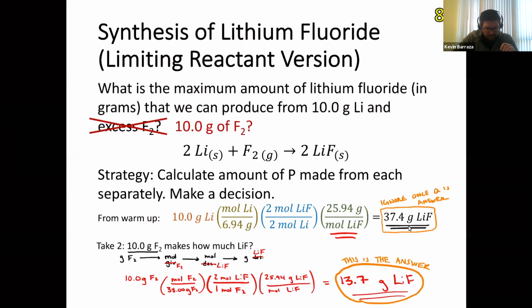And then we said, let's do the same calculation again, but starting with the other reactant. So that's for 10 grams of fluorine, and doing the same calculation that we've been practicing for 1.5 lectures, this mole recipe conversion, stoichiometry, we get another answer, 13.7 grams of product. Of the two, the indication is that we will use up the fluorine because it will produce the smaller amount of product.